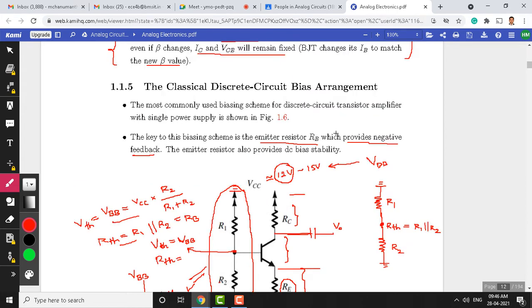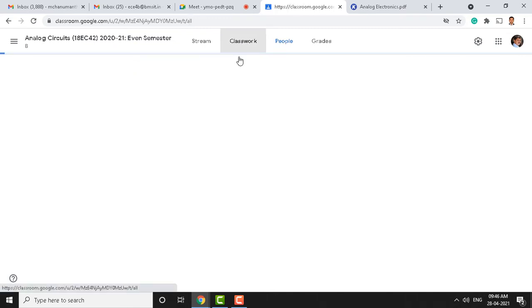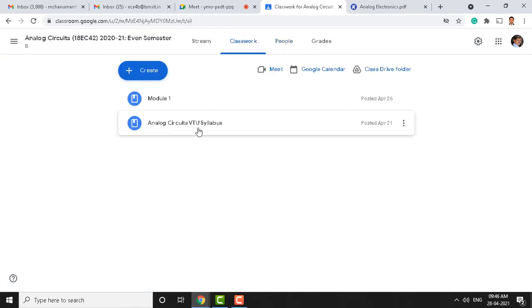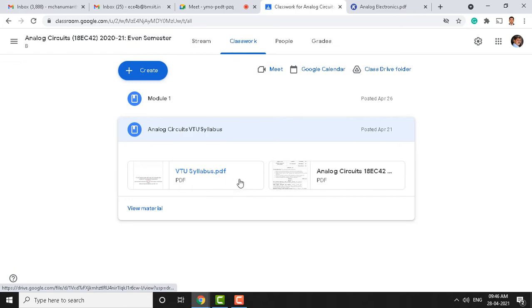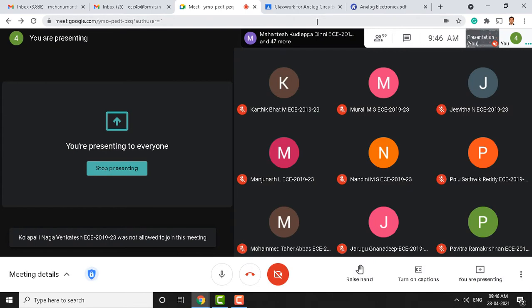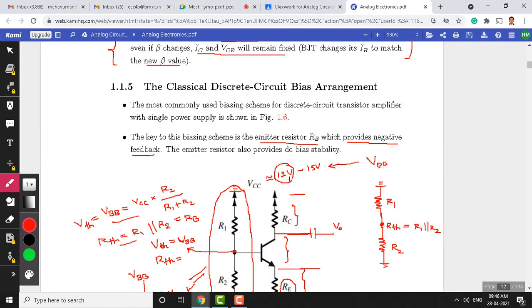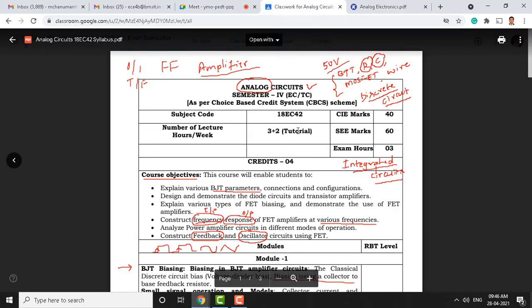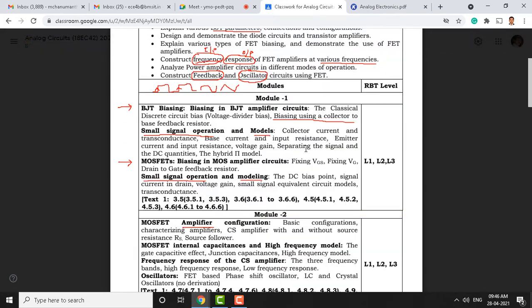Any questions regarding this classical discrete circuit bias arrangement? Look at section 1.1.5, and you can also have a look into the syllabus. Okay, I just want to show the syllabus, where what we are doing. This is the first topic.